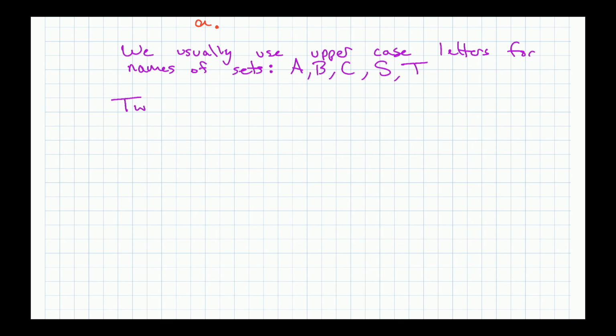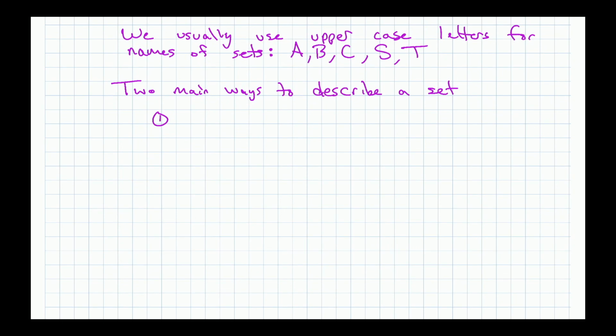Okay, so there are two main ways to describe the elements of a set. Number one is the roster method, I guess is what they call it. I don't think I ever heard a name for this until this book, but we will see it momentarily. The other is what we call set builder notation, which you may know from other math classes.